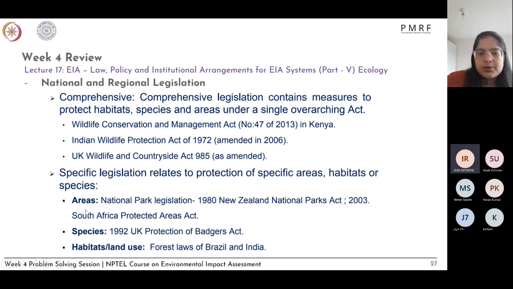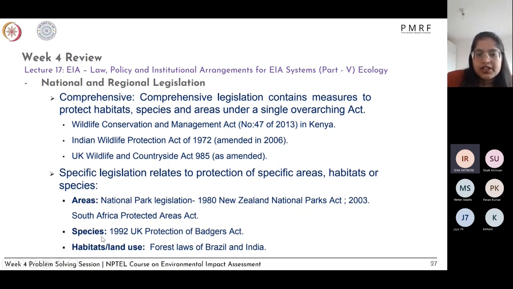So for the protection of areas, we have National Park legislation of 1980, the New Zealand National Parks Act of 2003, and the South Africa Areas Act. So these are specific legislation which protect these specific areas.